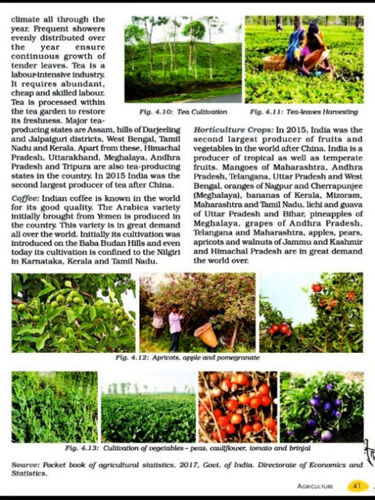Then horticulture crops, that is the cultivation of fruits and vegetables, and in 2008 India was the second largest producer of fruits and vegetables in the world after China. And India is the producer of tropical as well as temperate fruits. Tropical means the fruits which are found in the hot region, and temperate are those found in the pleasant region. Mangoes of Maharashtra, Andhra Pradesh, Uttar Pradesh, West Bengal.